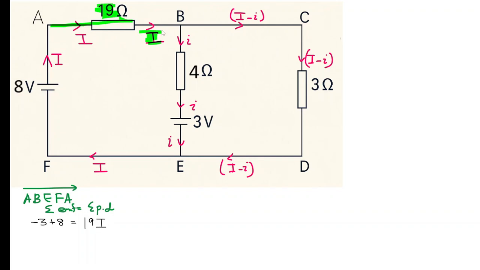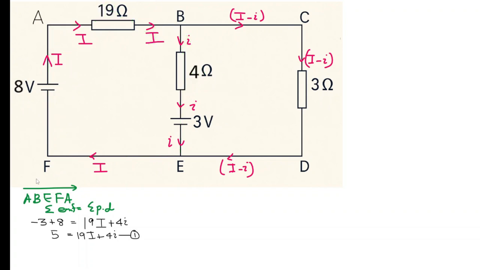Let's continue the walk. 4 lowercase I. And let's continue the walk. I'm only looking for resistors and IR products. There's nothing else. So I can simplify this a little further. 8 take away 3 is 5, is equal to 19 capital I plus 4 lowercase I. That is my first equation.